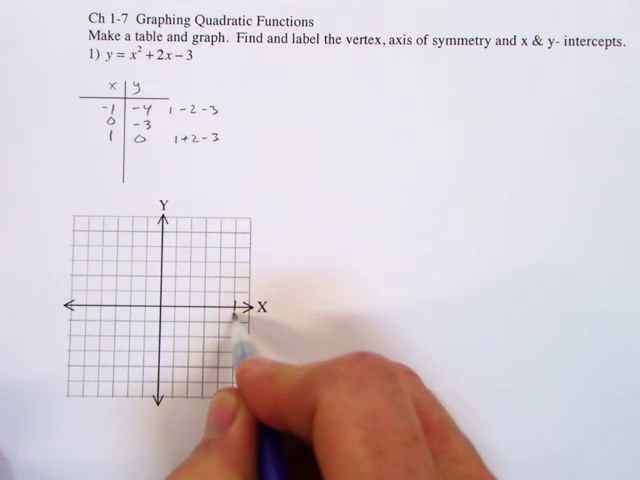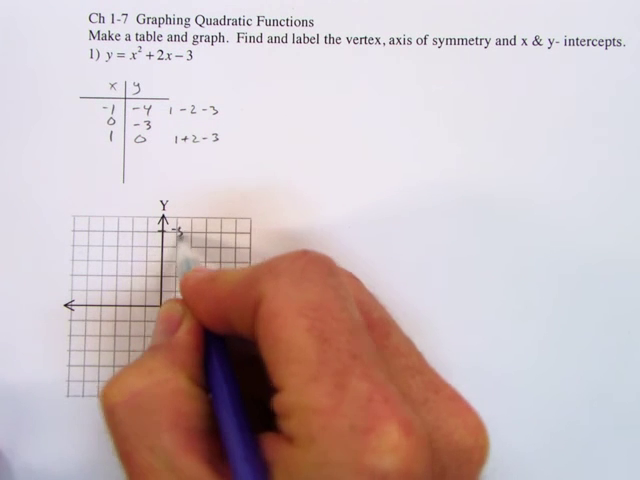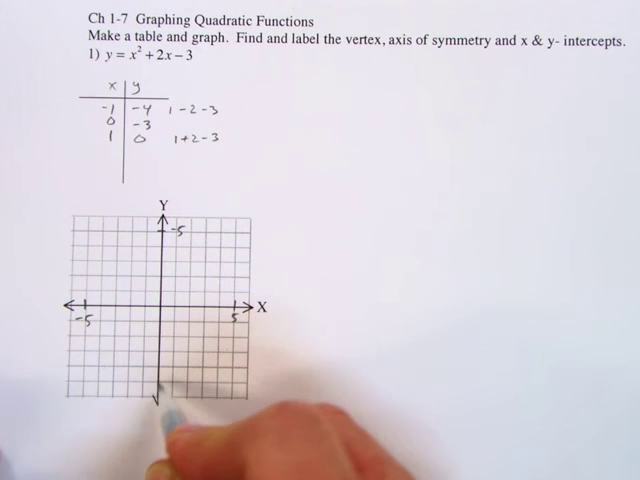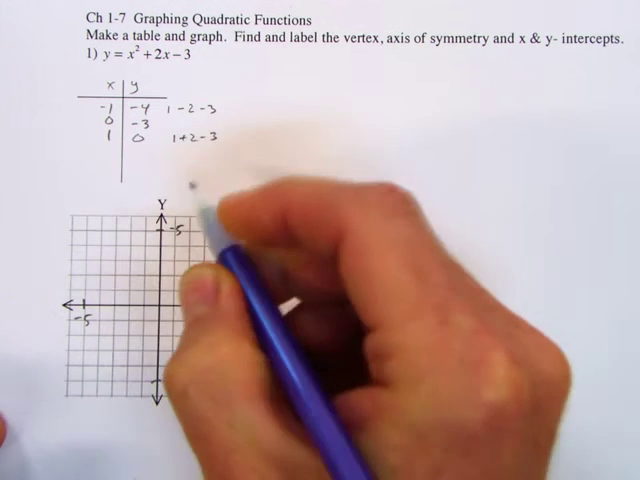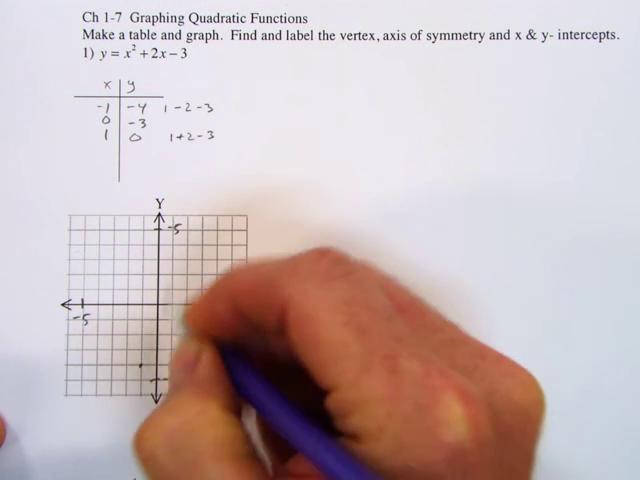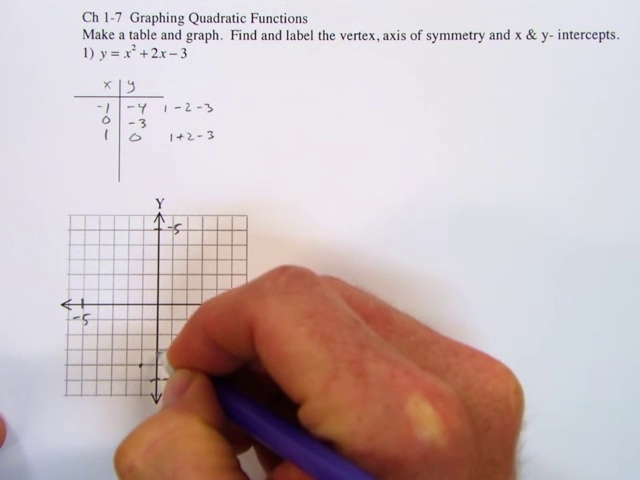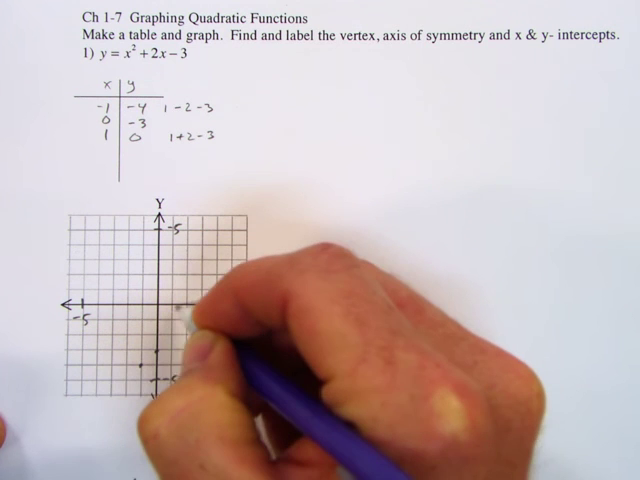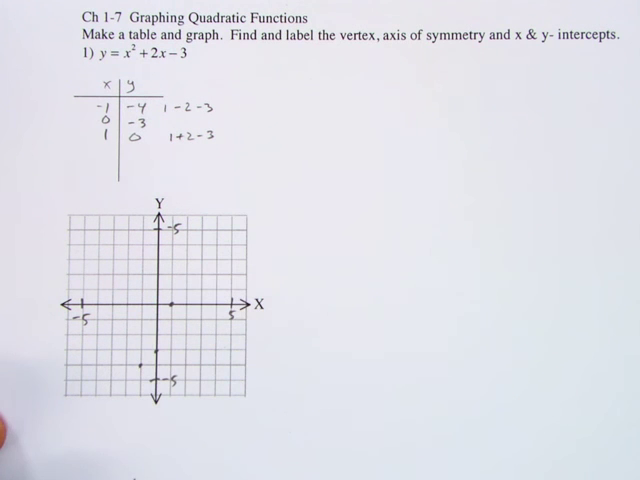Let's plot these. Here's 5. Make sure we label our scale all the way around. We have negative 1, negative 4, 0, negative 3, and then 1, 0. At this point, I want you to think, where's the vertex?